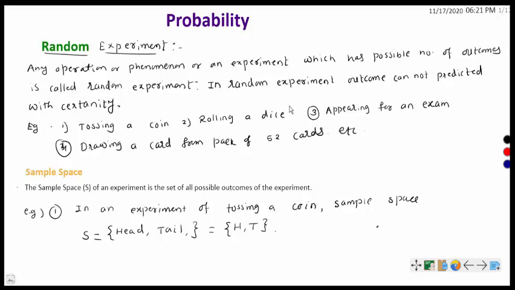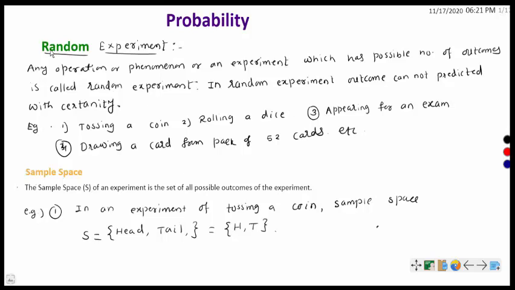In this lecture we will see one of the most important concepts in statistics, that is probability. Before going to see the definition and examples of probability, let us see some important definitions and some important concepts required to define a probability.